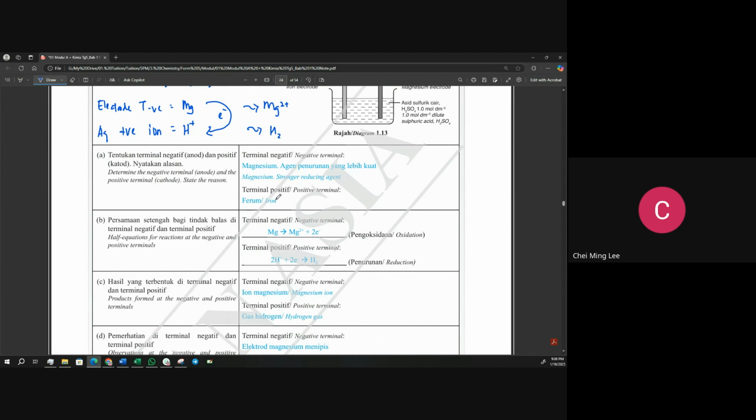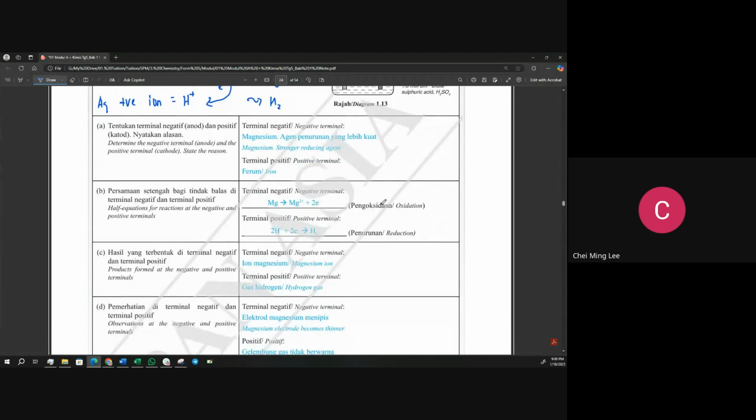We call it anode, cathode. Magnesium will release two electrons and become a magnesium ion, and it undergoes the oxidation process, while hydrogen will receive electrons and become hydrogen gas, which undergoes the reduction process. Now the products are magnesium ion and hydrogen gas.